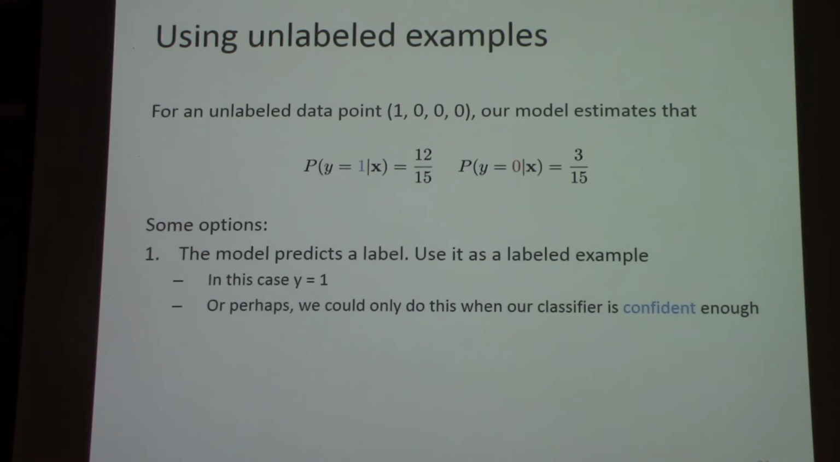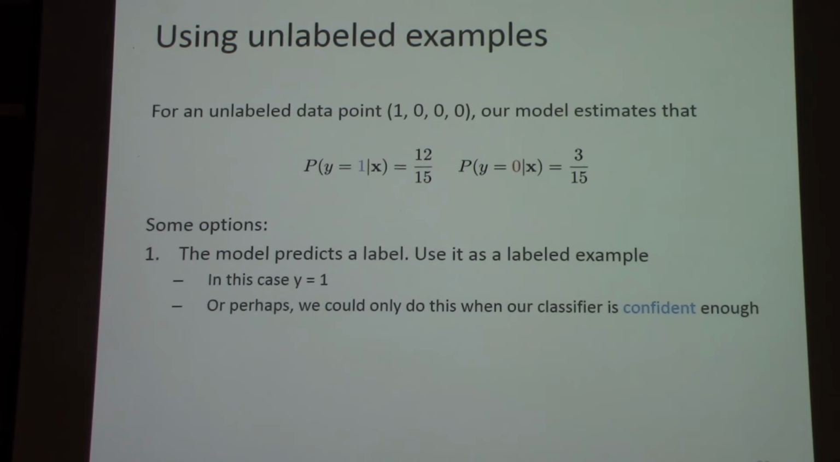So one option is, according to the current model, your classifier thinks that this example should be labeled 1. So let me just label it 1. So I get a new labeled example. Somehow I have hallucinated a labeled example. Let me add it to my training set and recompute the probabilities. You could play some games that says, I'm going to only use those examples where my classifier is really, really confident. Meaning the probability of y equals 1 is more than, say, 99%. Then almost certainly it's going to be 1, so might as well use it as a labeled example.